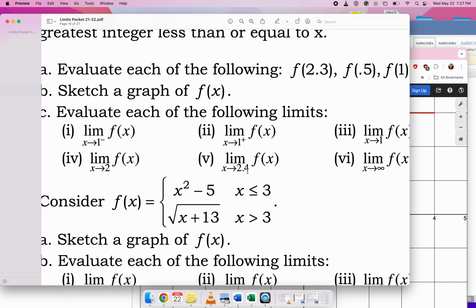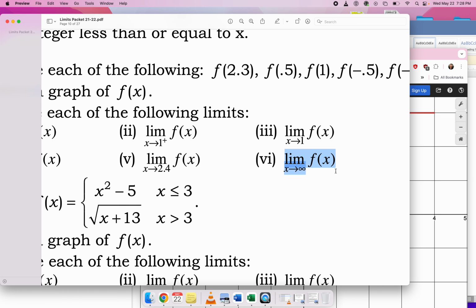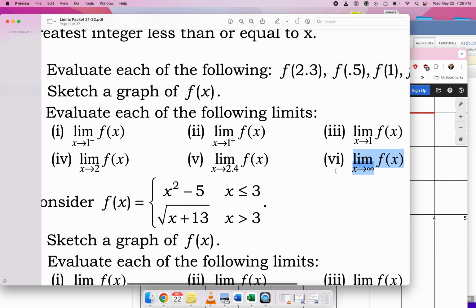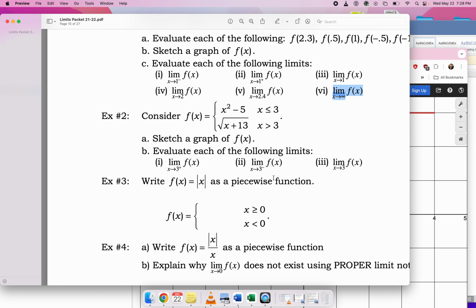Two-sided limit at x equals 2.4. Well, in this case, it doesn't matter from which direction you approach. If you approach 2.4 from the left or the right, the entire time you are getting rounded down to the same number, 2. So this guy does exist. It's just equal to 2. And then finally, what is this guy? Well, that's just infinity, right? Because as x keeps increasing, the value of this function just keeps getting bigger and bigger. Okay, so that's the round down function.